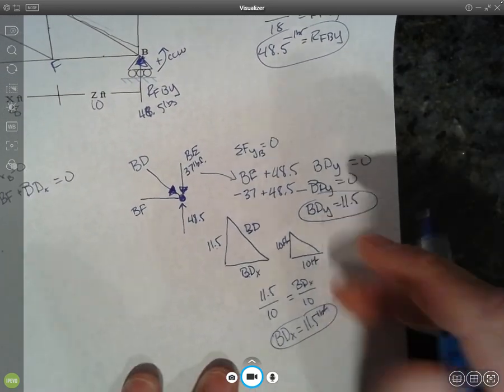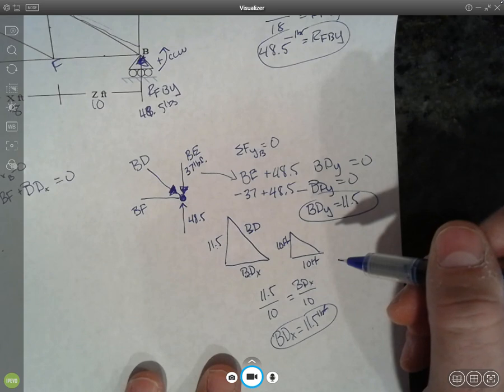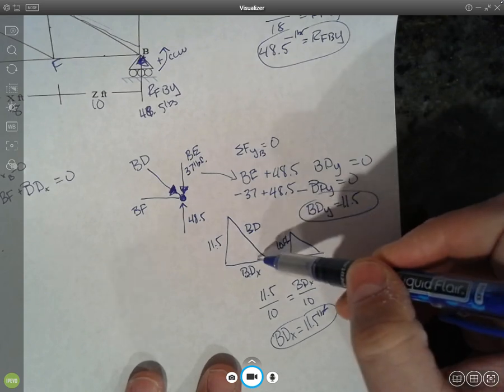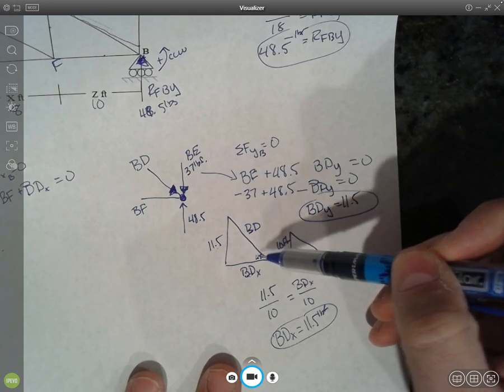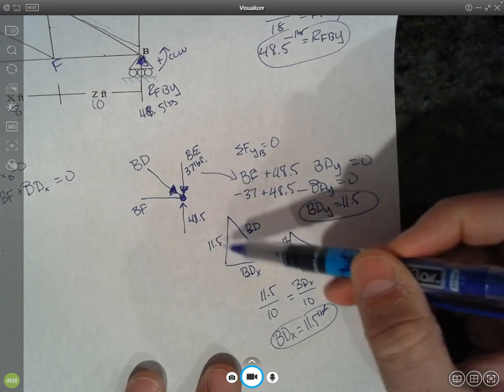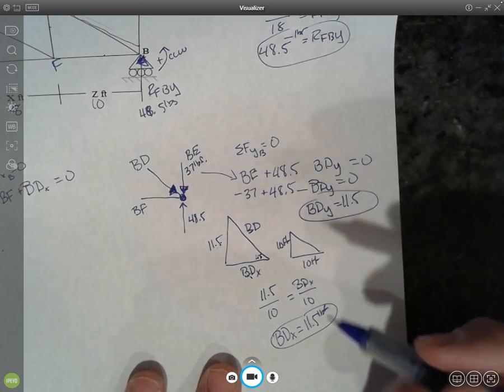The other way you can do it is using SOHCAHTOA. So you'd know that this is 45 degrees, and you could have said tangent 45 equals 11.5, the opposite, over BDX, and solve for BDX.